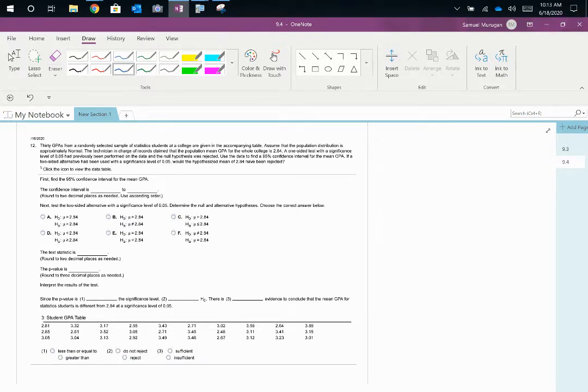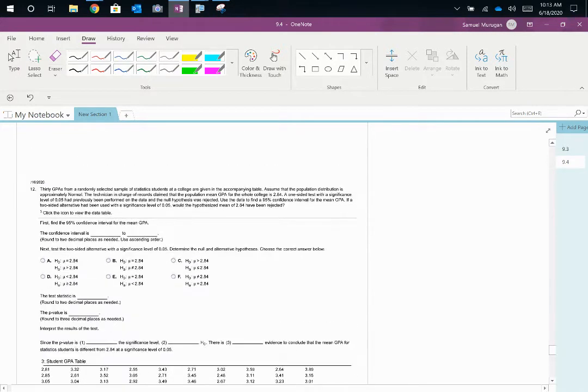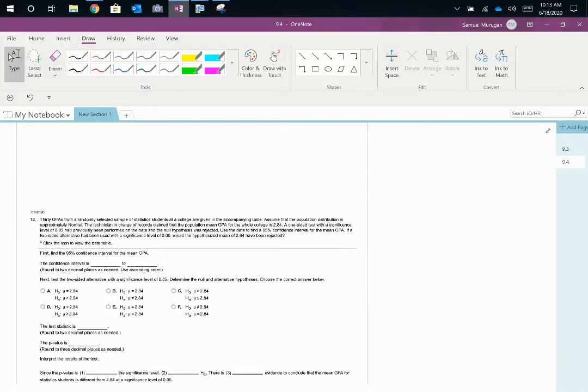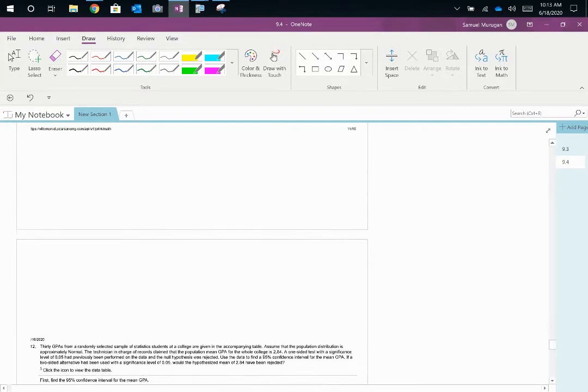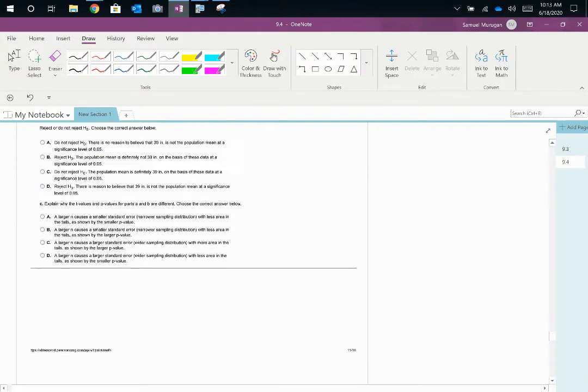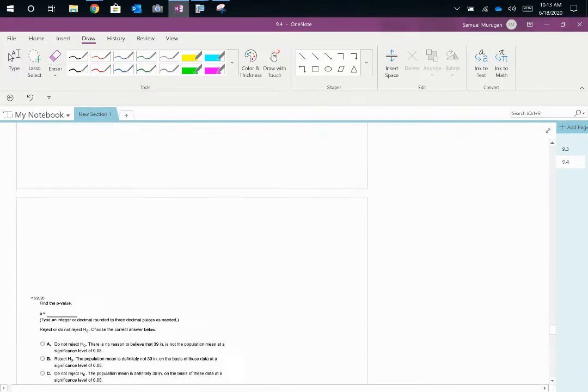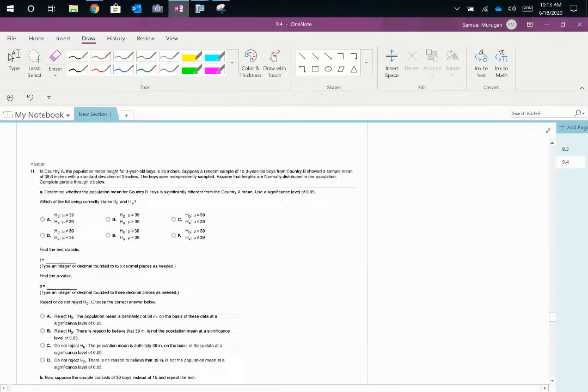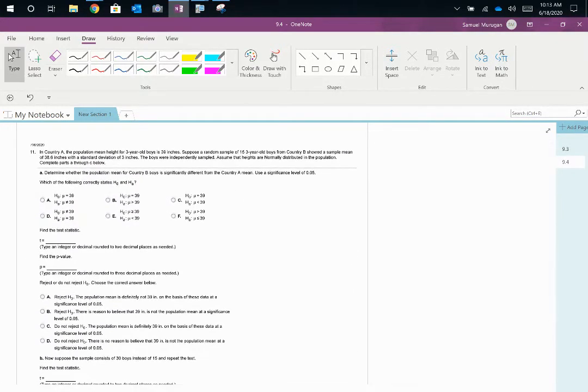30 GPAs from a randomly selected sample of statistics students. Oh, I'm sorry, I skipped 11, no? Yes, I did. I skipped 11. Where is 11? All right, there is 11. Okay, there's 11. Here we go.